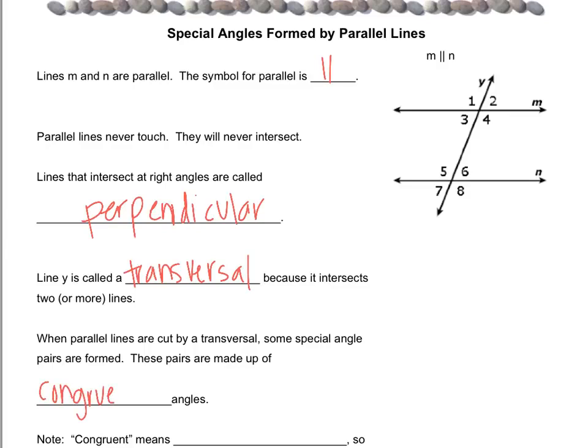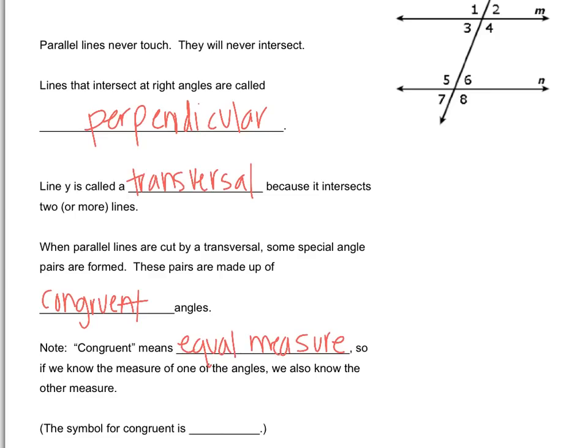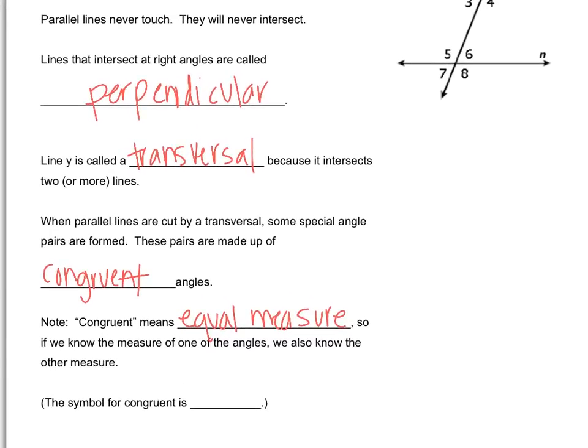Hopefully you remember what congruent means. Back in 7th grade or 6th grade, you learned that congruent means equal measure. So if you know the measurement of one angle, and you know that it's congruent to another angle, then you can find that measurement as well. I'm not sure if you were taught the symbol for congruent, hopefully you were, but the symbol for congruent is an equal sign with a little squiggle on top.